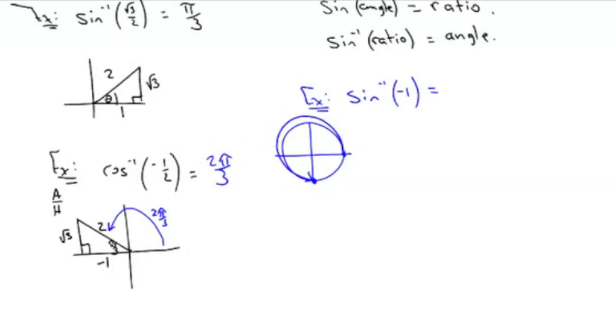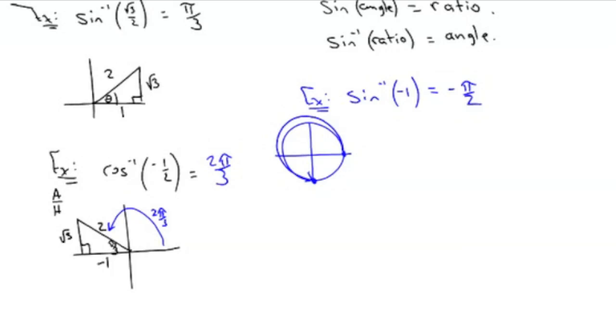That's what I would do, because our range is negative pi over 2 to positive pi over 2. 3 pi over 2 is not it. So this will be negative pi over 2. Even though 3 pi over 2 and this are exactly the same angle, it's proper to write it as negative pi over 2. If the 1 was positive, it would be pi over 2.